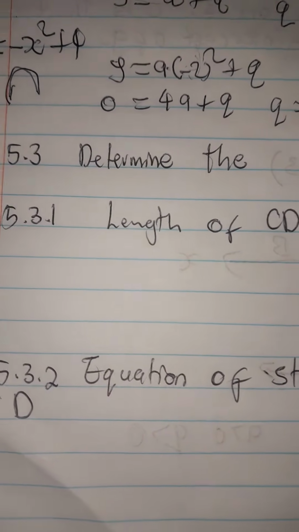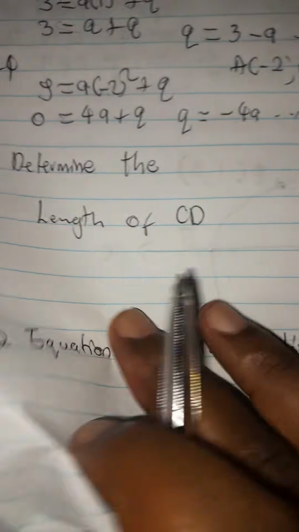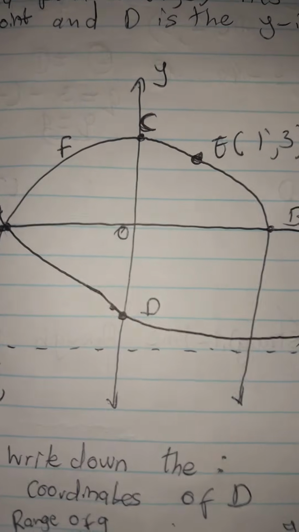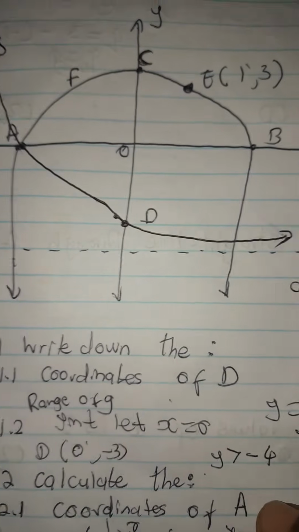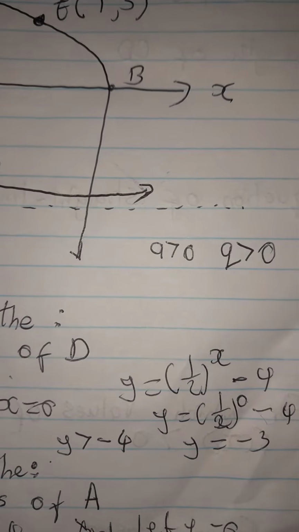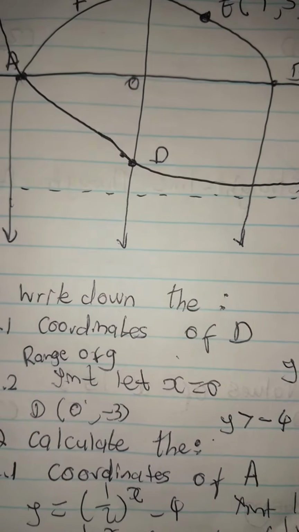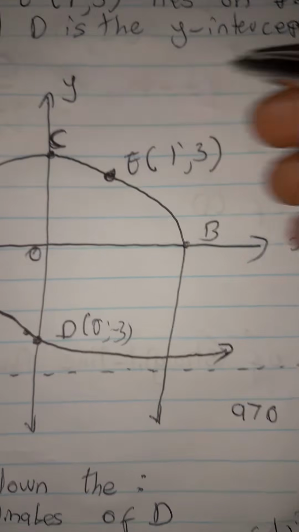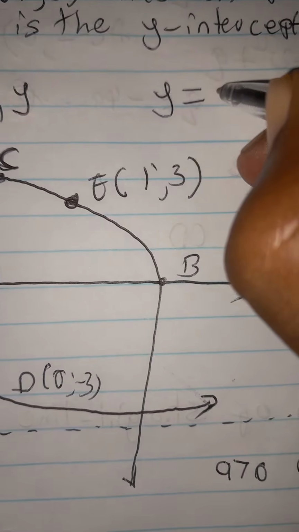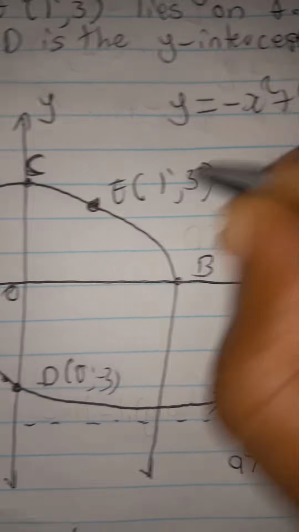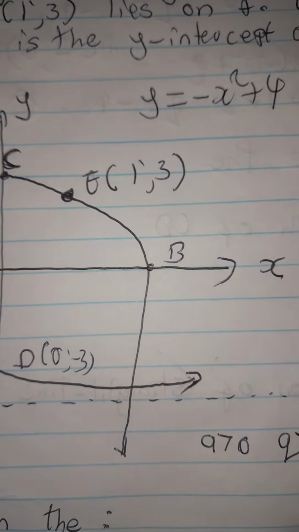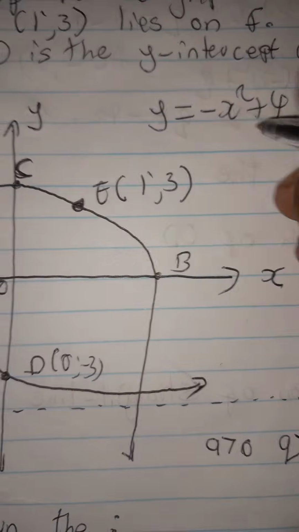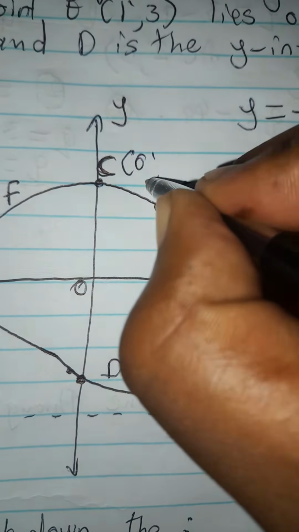So let's go to 5.3. Determine the length of CD. To get this, we need to get C. Already we have calculated the coordinates of D. Remember that we said the coordinates of D will be (0, -3). To get C, remember that the equation of the parabola is negative x squared plus 4. C is the turning point as well as the y-intercept, so we place 0 here. 0 squared will be 0, and 0 plus 4 will be 4. So we are going to have (0, 4).